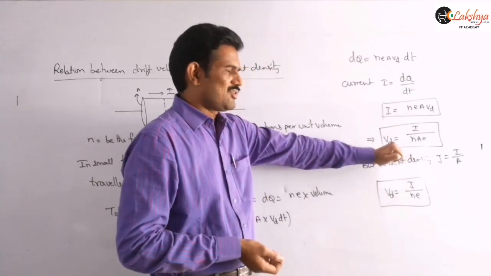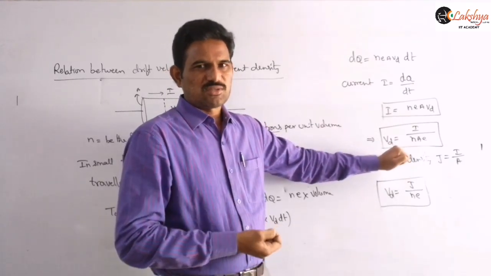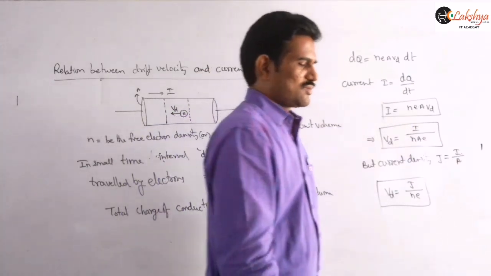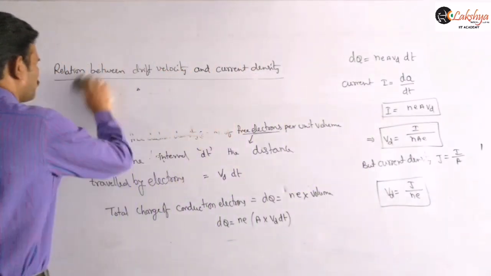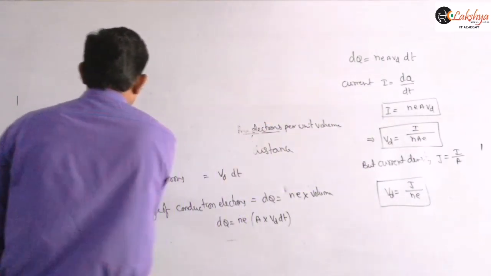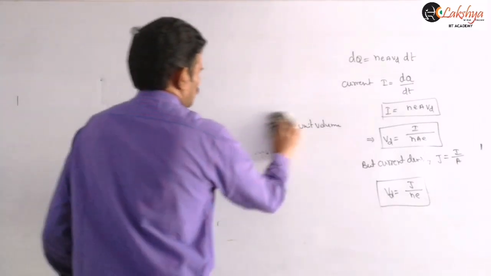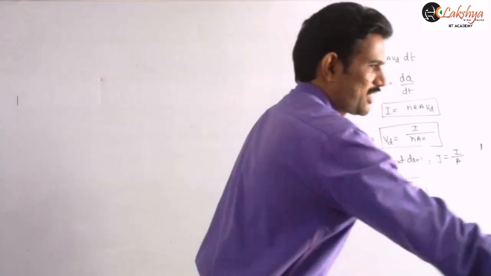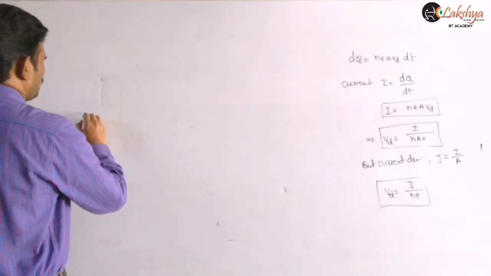So remember this equation only in terms of current, because there will be some theoretical questions also basing on this. So Vd is equal to I by NAe, right? So that is the important relation here. And now there will be some theoretical questions basing on that. Suppose the conductor is of non-uniform cross section, right?